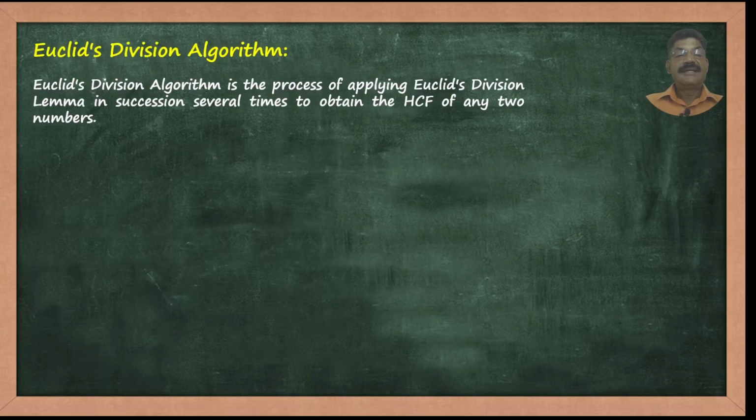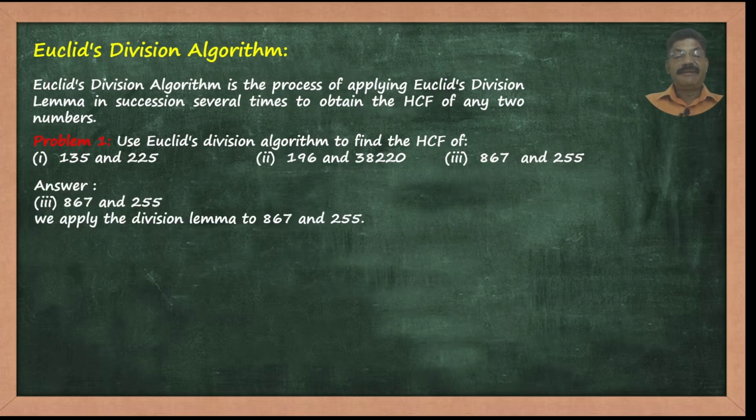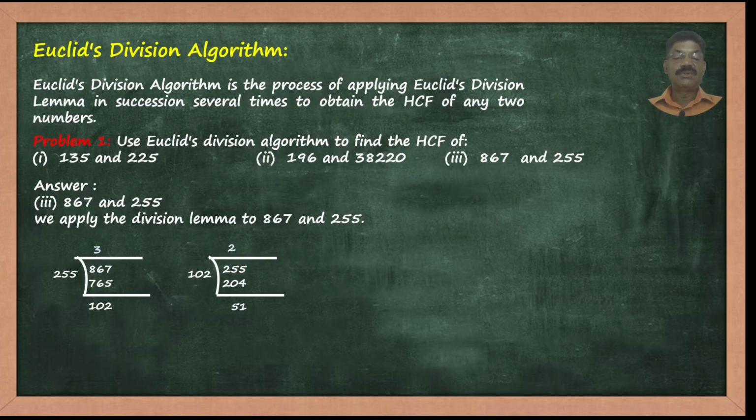Let us consider the third problem. 867 and 255. So we apply the division lemma to these two numbers. We divide 867 by 255. 3 times 255 is 765. When this is subtracted from the number 867, we get 102 as the remainder. So 102 becomes the divisor and 255 becomes the dividend. Now 2 times 102 is equal to 204. So when it is subtracted from 255, 51 is the remainder.